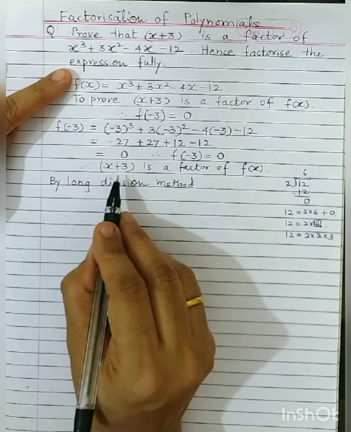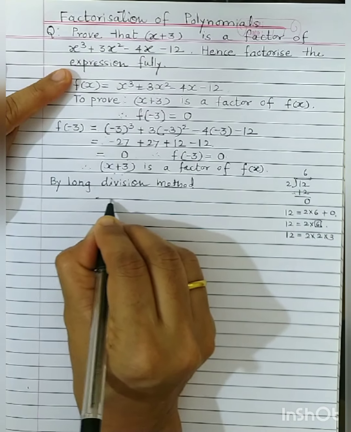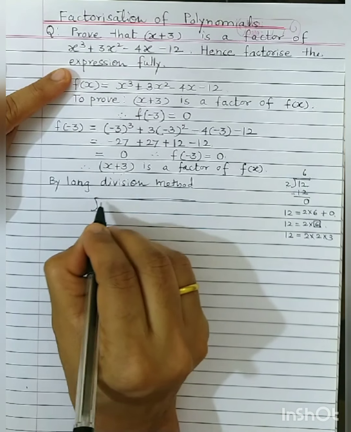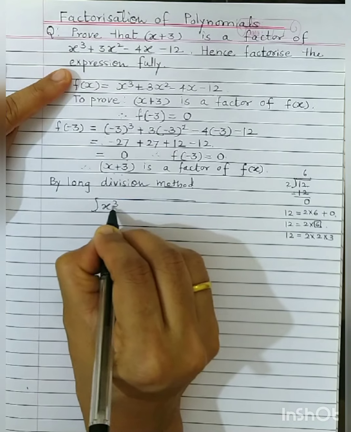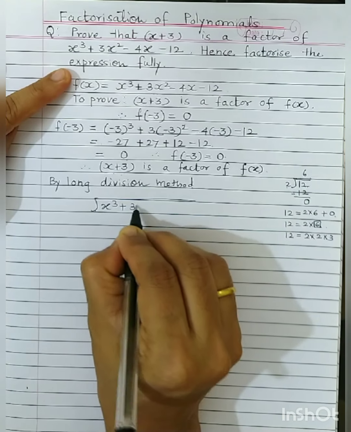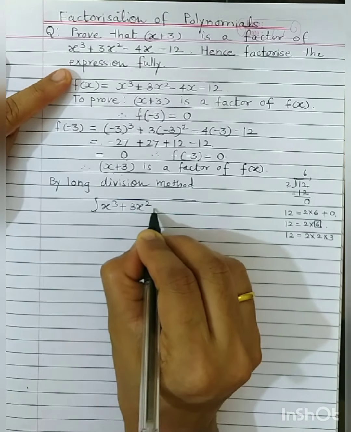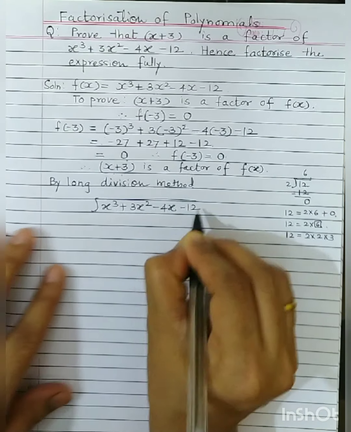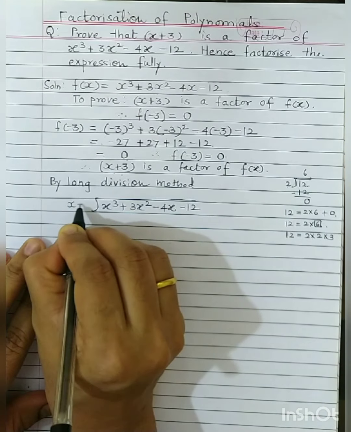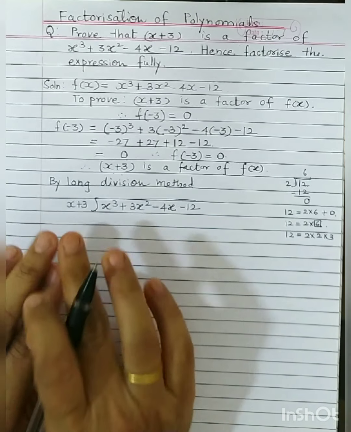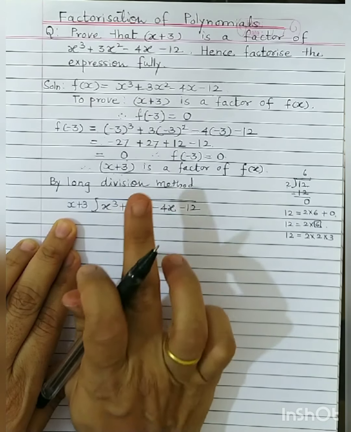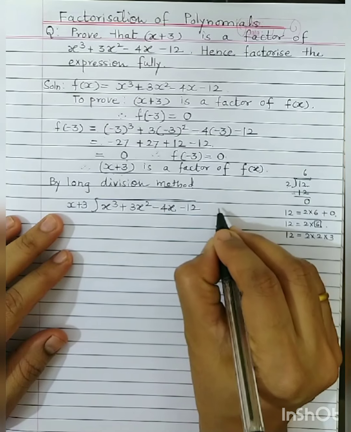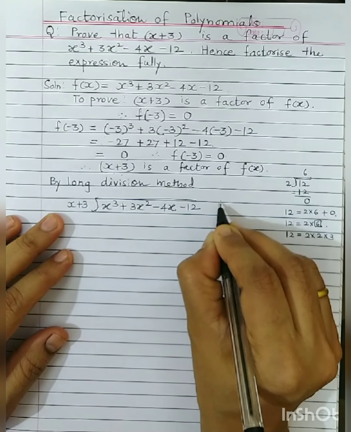So same way here I know that x plus 3 is a factor of x cube plus 3x square minus 4x minus 12. So if I divide it by x plus 3 now, the quotient I shall be getting will be the other factor, right? And we know that some working we are doing here.